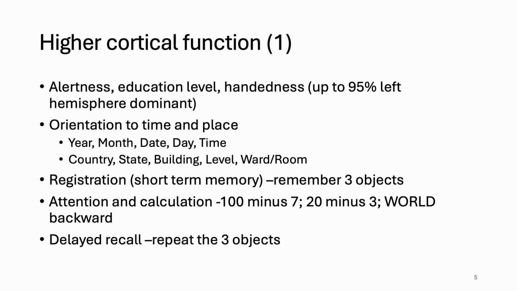Next, you will assess the patient's short-term memory by asking them to register 3 objects. Afterward, you will check the patient's attention and calculation, and this could be done by asking the patient to do 100 minus 7 five times, or 20 minus 3 five times, or the word world, W-O-R-L-D, spelled backward. After this, you will assess delayed recall by asking the patient to repeat the 3 objects that you asked them to remember previously.